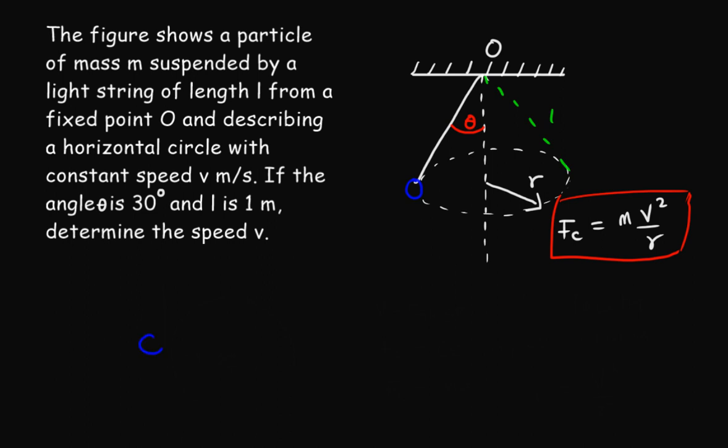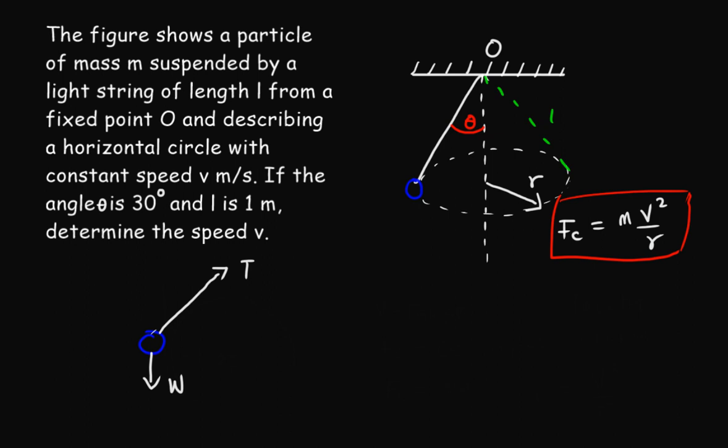So I have the particle here, and then I will draw the forces that are acting on it. Okay, so the particle has weight, and then there will be a force due to the string. Okay, so that force is tension. And then this tension force here will be causing the ball or the particle to move in a circular path.